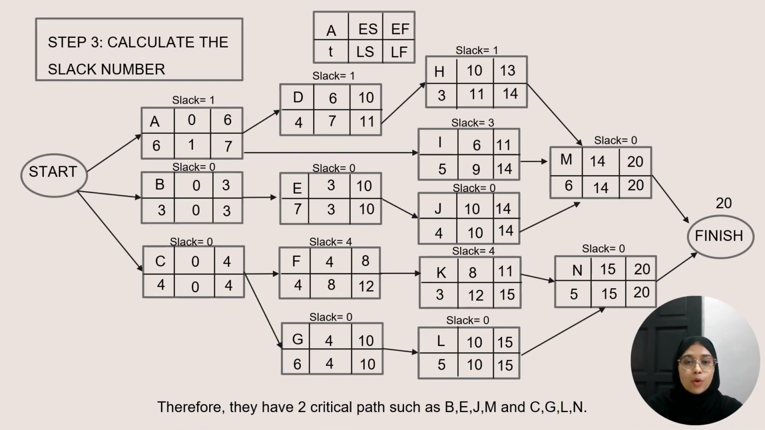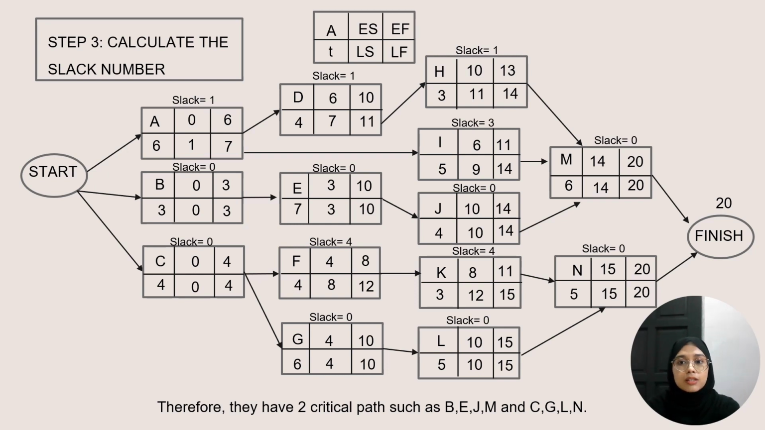Moving forward to the next slide, which is slack. Now, slack for an activity is defined as how long the activity can be delayed without extending the project completion time, and it is calculated as LS minus ES or LF minus EF. So, the slack for A will be 1 minus 0 or 7 minus 6, and we get a slack of 1. For activity B, we get a slack of 0 because 0 minus 0 or 3 minus 3.